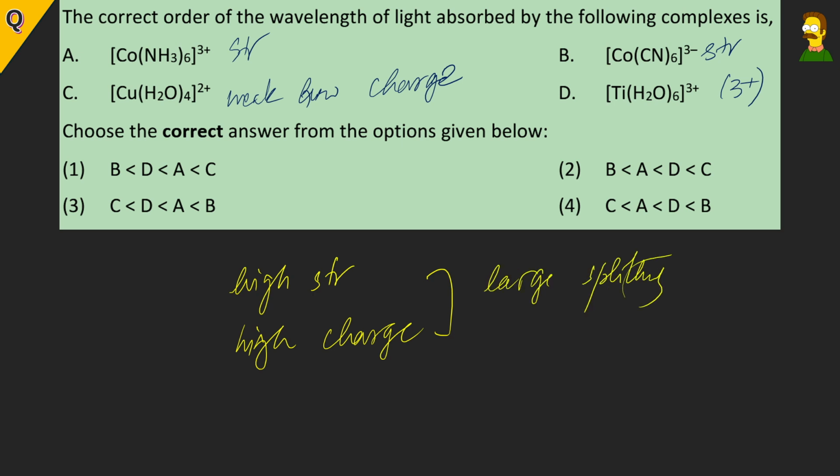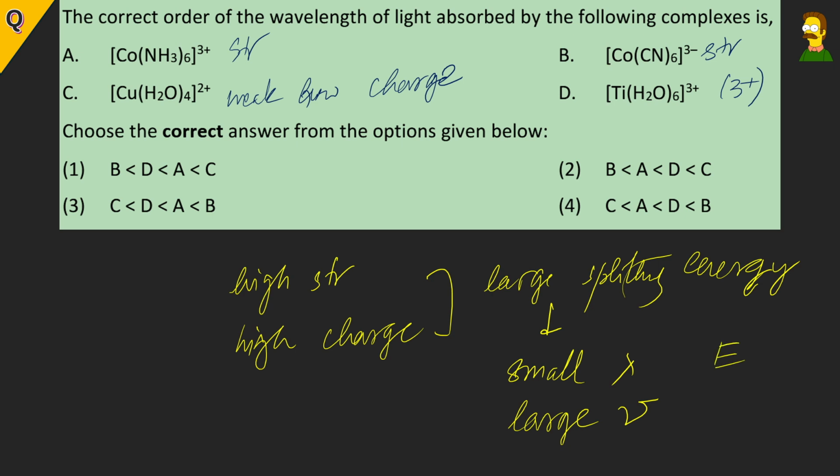Now, if there's a large splitting energy, that means that for this one, the wavelength that's going to get absorbed is going to be small. Small lambda, large frequency. High energy, E is equal to h nu, right? High frequency, low wavelength, okay, cool. So let's get back to this idea. Large splitting energy, small wavelength. Which of these has the largest splitting energy?